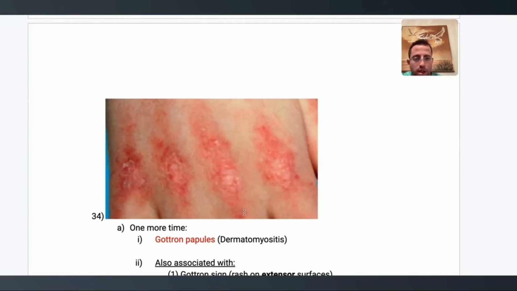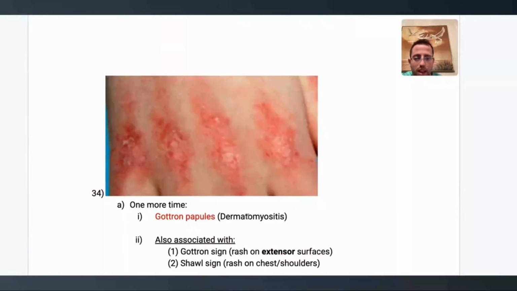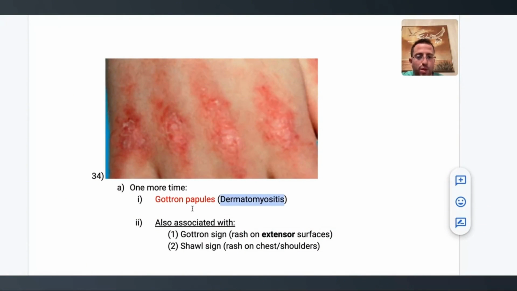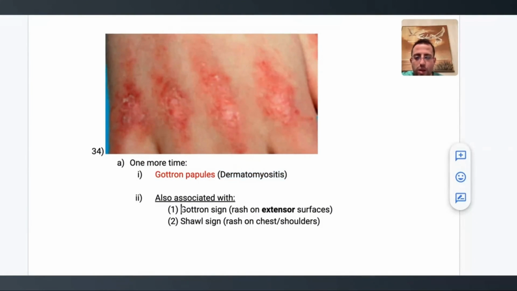All right, and then one more time, here's a review, another crazy high yield image. You see these Gottron papules. What's your diagnosis? Well, you're thinking dermatomyositis. The reason I'm testing you guys on these concepts over and over again is because these things show up and students miss them every single year. Dermatomyositis is also associated with the Gottron sign. So know the difference between Gottron papules and the Gottron sign. The sign is on the extensor surfaces. And then you have the shawl sign, which is a rash on the chest and shoulders.